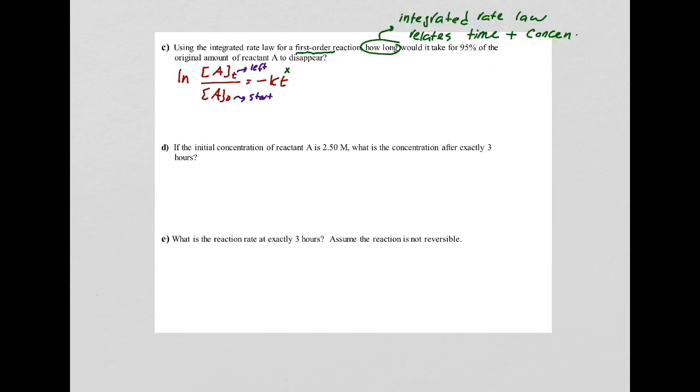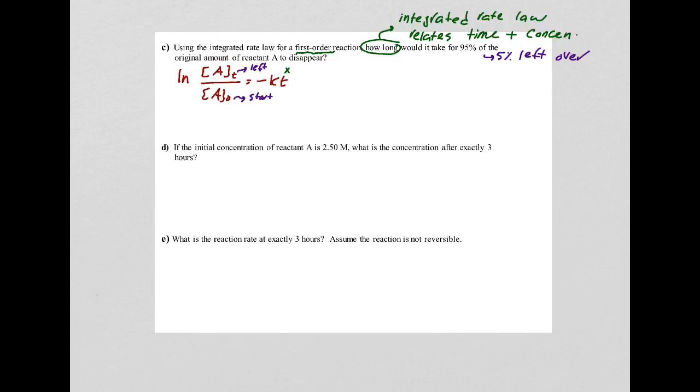95% is going to disappear, right? So if 95% is going to disappear, that means what? 5% is going to remain, or be left. 5% is going to be left over. Do you guys agree? So 5% is going to be left over. So what I can do, again, I can just make up numbers here.